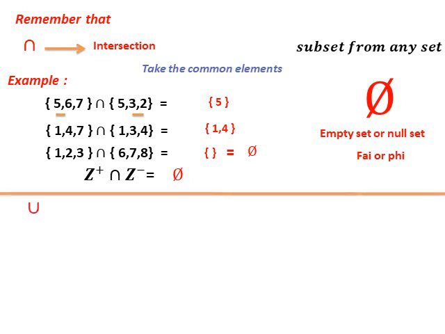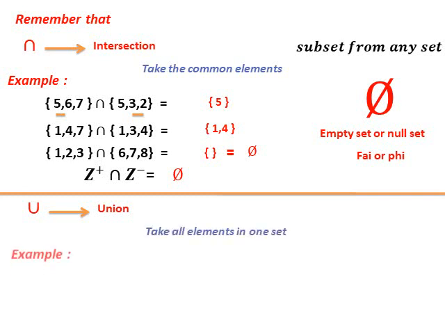What else, mister? Do you remember that? Yes. It is union. If you find union between two sets, take all elements of the two sets in one set. And don't forget that in a set, I can't repeat an element. I take all the elements of the two sets and put them in one set, and if something is repeated I take it just one time.